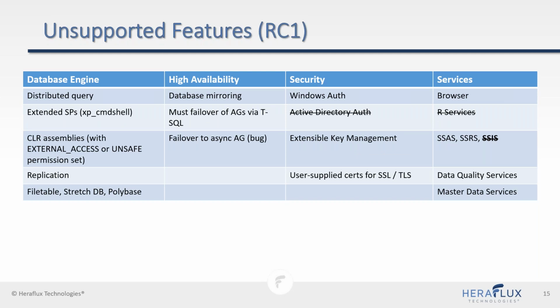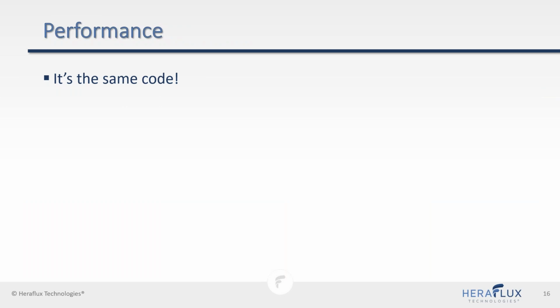Current unsupported features: SQL Server Analysis Services, xp_cmdshell, any CLR assemblies that are used with external access or unsafe permissions on them, and be careful with those. Replication, FileTable, Stretch DB, all the stuff that you see here. And anything dealing with high availability, you must fail over directly. It's a manual operation. It's not automatic at this point. They're saying that all this is going to be working by the time we get to production, whenever that is. But I mean, it's a heck of a list that they've got working so far.